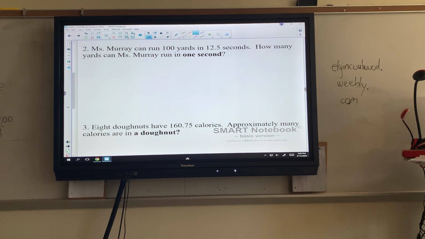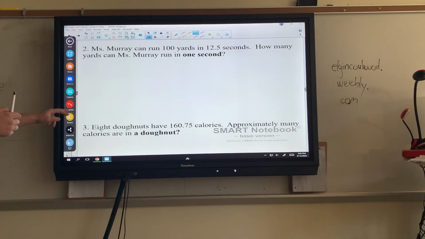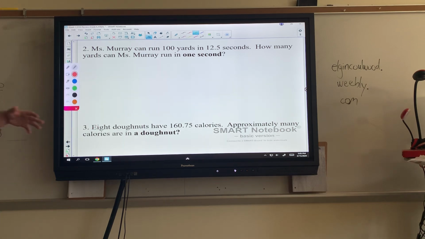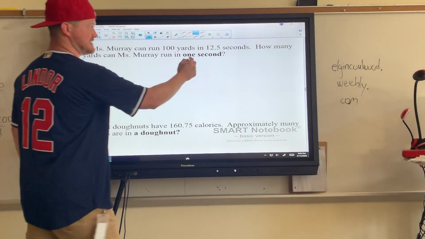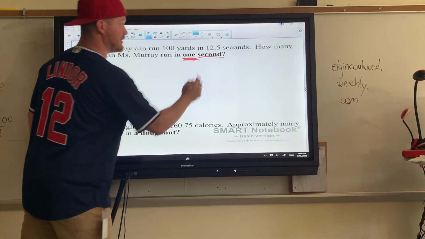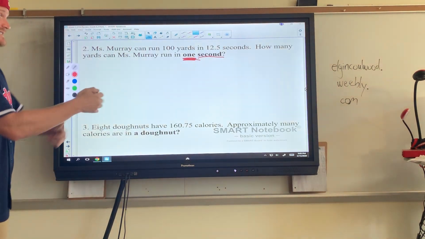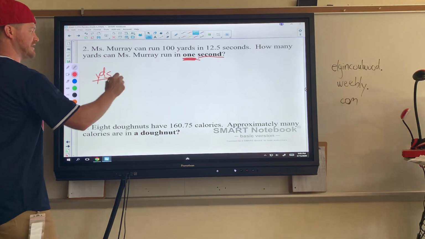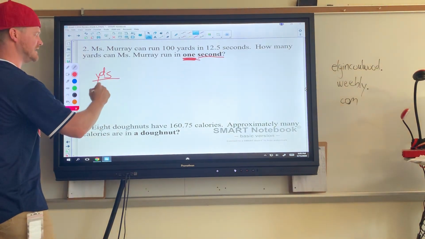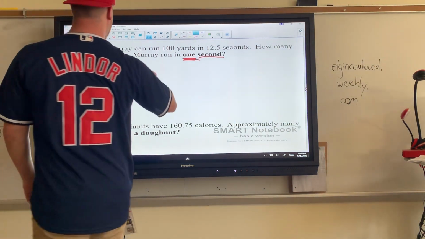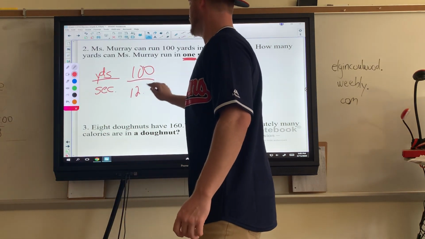Number 2, Miss Murray can run 100 yards in 12.5 seconds. How many yards is she running in 1 second? So yards per second. See how seconds follows the keyword per, so it's going to be yards divided by seconds. Yards per, fraction means per, second. Plug it in, we had 100 over 12.5.